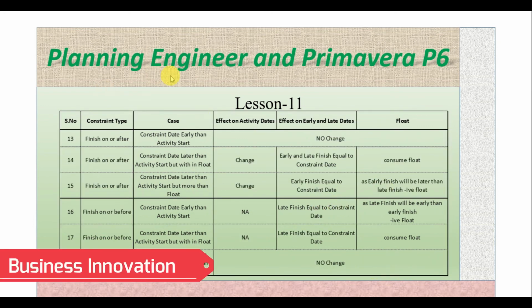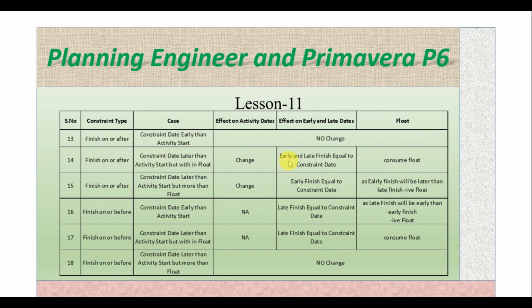Now finish on or after. Here in case 1 there will be no change, and in case 2 the start and finish will change, early and late start will be equal to the constraint date, and float will be consumed. In case 3 of finish on or after, there will be no change on start and finish, and early finish equals the constraint date. As early finish will be later than late finish, negative float will be there.